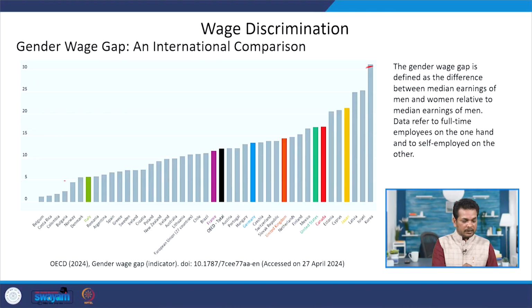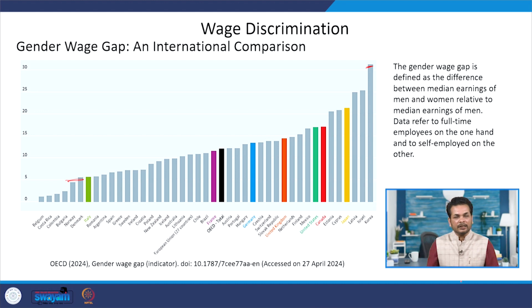If you look at the gender wage gap, we have taken the data from OECD. You can see countries with color like Japan, Canada, United States, Germany, France, Denmark, Italy. The gender wage gap varies significantly across the countries. You can see in Korea it is more than 30%, then Belgium, and in Italy and Norway it is less than 5%.